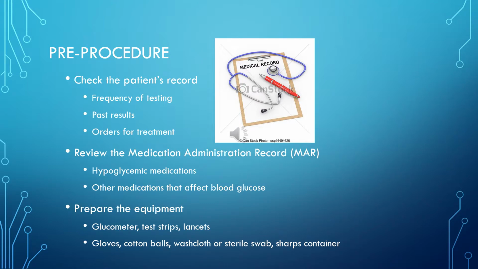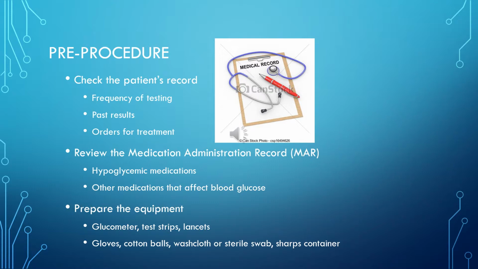So here we are, we're starting with the pre-procedure. This is prior to the actual test itself. So we need to check the patient's record. All right, we need to look for the frequency of the test. How often does the doctor want us to check this blood sugar? Or how often is the patient at home been told to check their blood sugar?